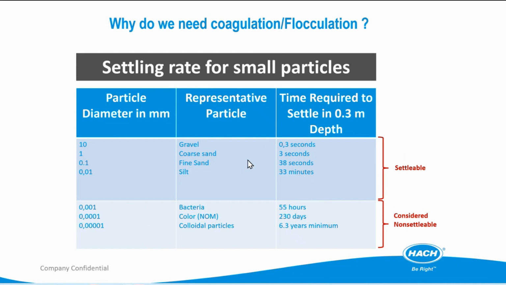Why do we need to use that? Because in the water, sometimes you can see color, because there are a lot of very small particles that cannot settle down by themselves. So we need to treat it by using chemical, by using PAC or polymer to improve the sedimentation process. Because if we do not use chemical, the very small particles cannot settle down.